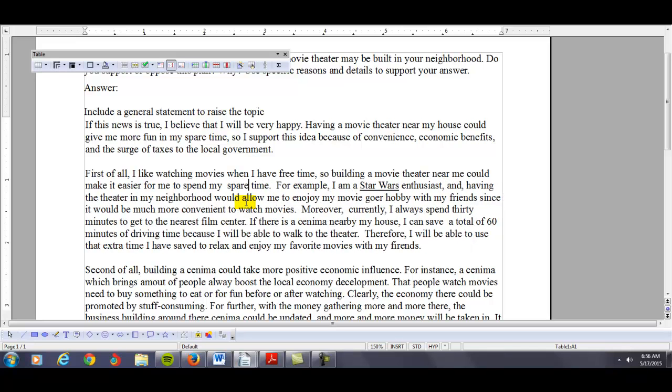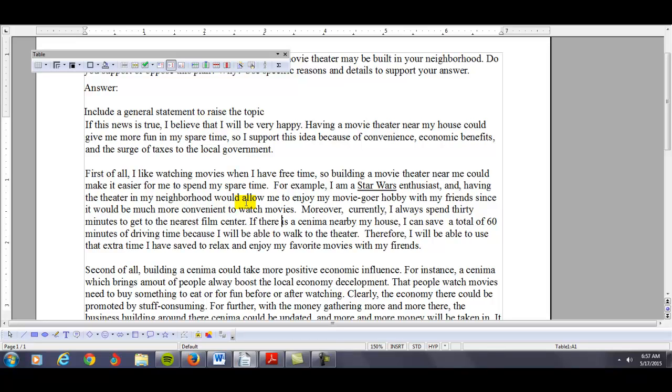I will use what you said before. For example, I am a Star Wars enthusiast, and having the theater in my neighborhood would allow me to enjoy my moviegoer hobby, maybe hyphenate these two words, moviegoer hobby, with my friends, since it would be much more convenient to watch movies. Moreover, currently I always spend 30 minutes to get to the nearest film center.